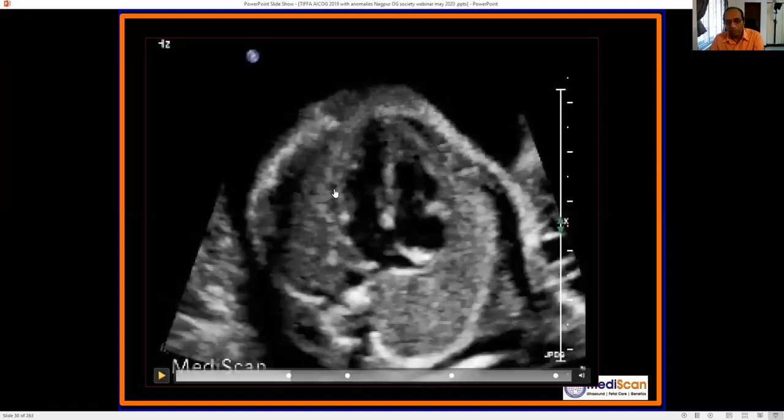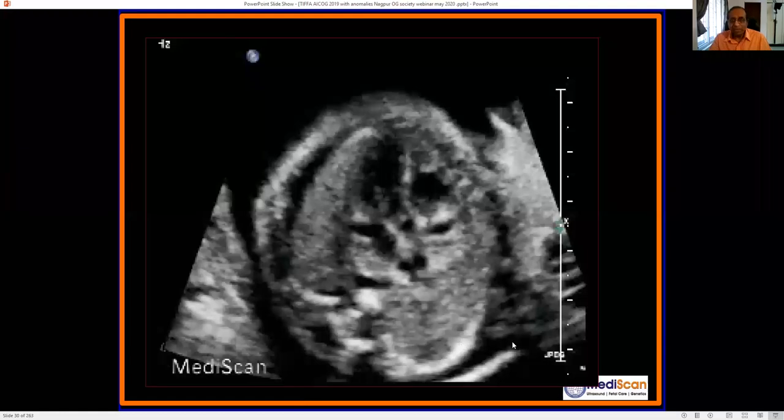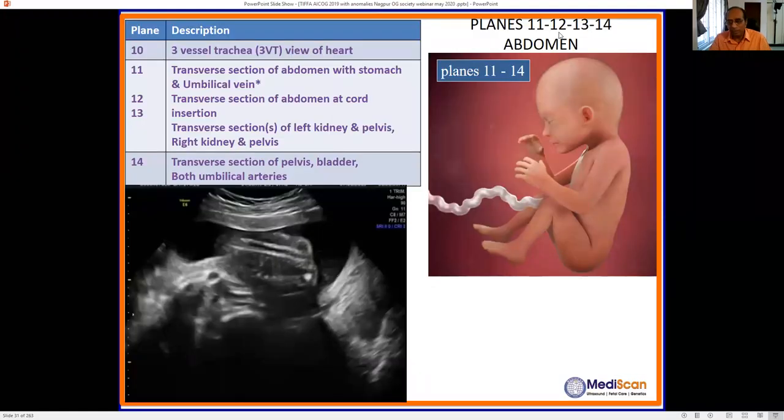The two lungs are very well seen, and the spaces are completely empty. Sometimes you can see a very thin rim of fluid around the pericardial space, which is fine, and usually the pleural space is empty. Next we go to planes 11, 12, 13 and 14.